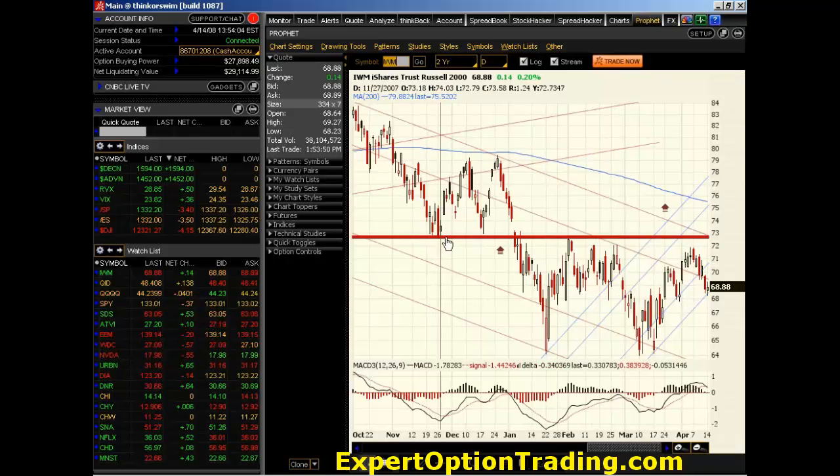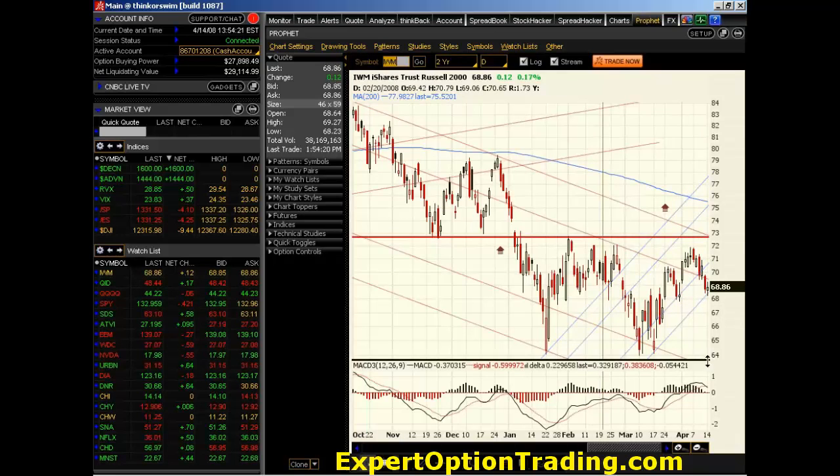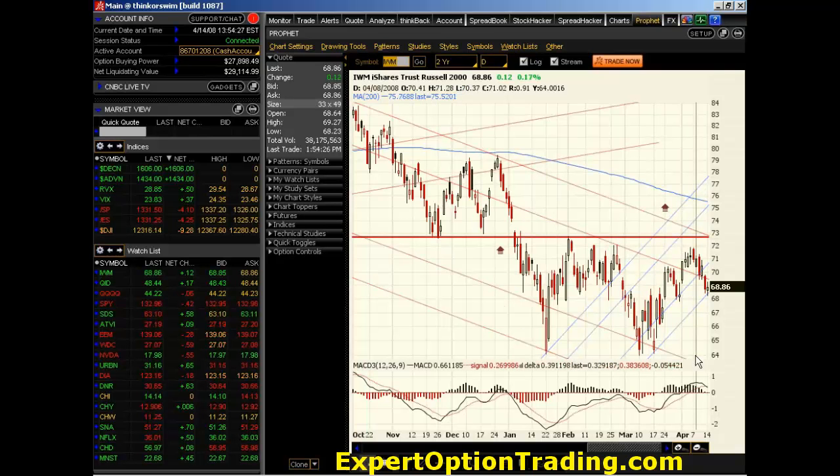It was support here, and what happens to support? It turns into resistance after it breaks through, and it hit it here, it hit it here, and it attempted it on these 2 points. It came back up again here, very close to it, but then sold off. And on the downside, it looks like around 64 is the support area for the IWM.